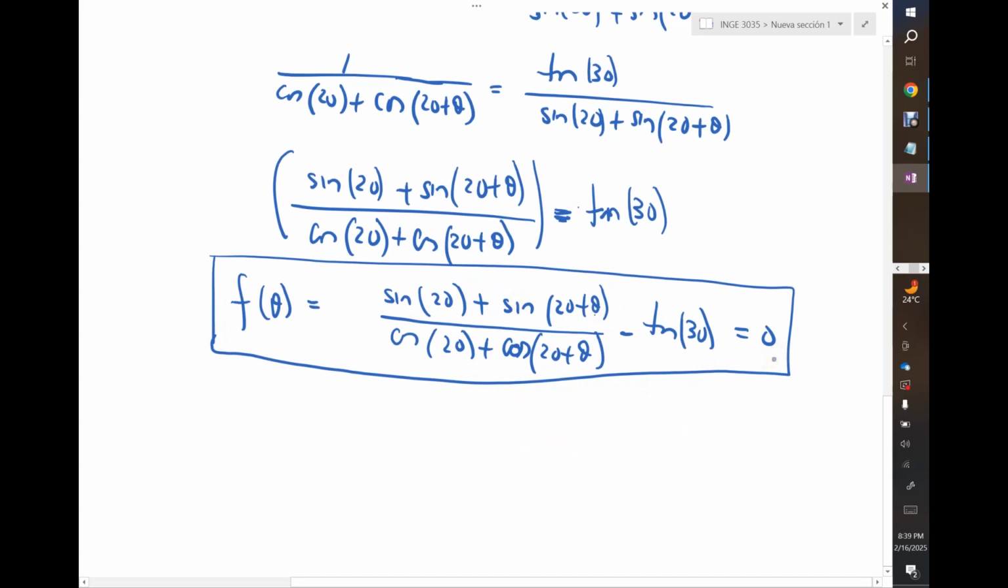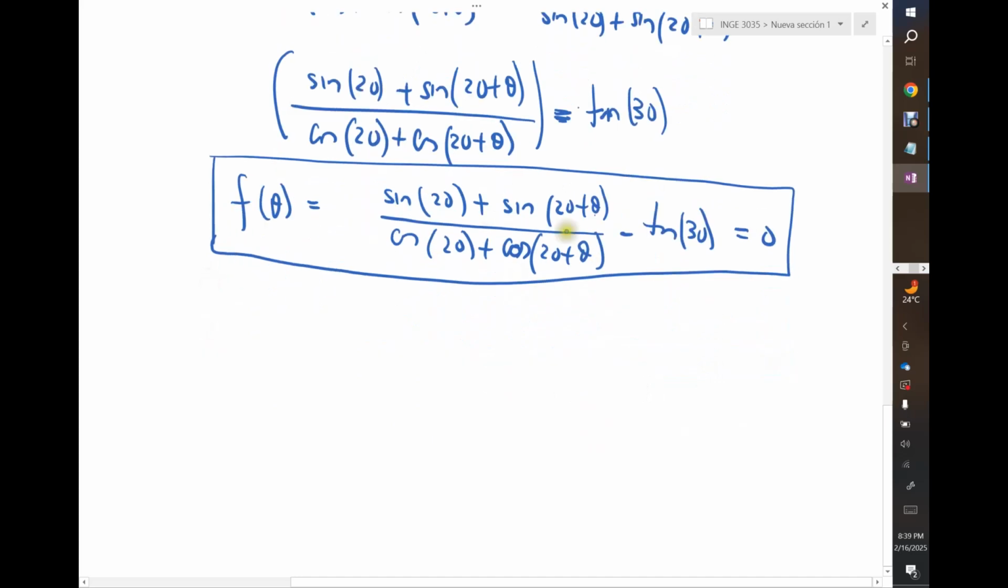You can do that in Excel or any software that can do a numerical method just to find a zero of a function. Let's do that in Excel now, and I will show you how we can do this very quickly.